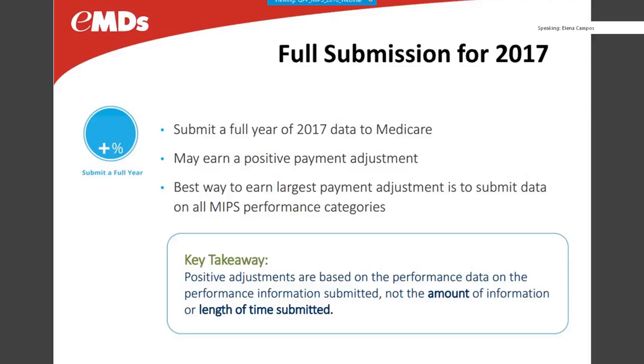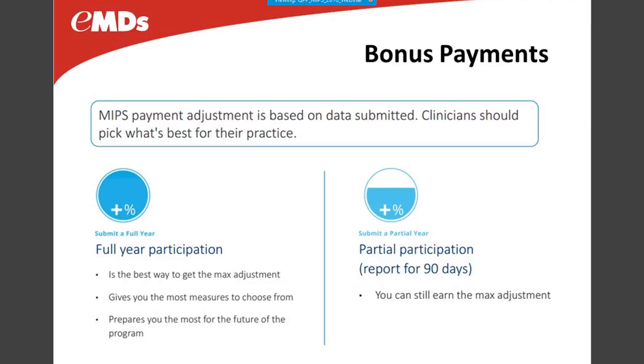And the last option for participation in 2017 is to submit a full year of data. This gives the clinician the highest possibility to earn a positive payment adjustment and the highest probability of receiving bonuses. Now, bonus payments are possible. There are a lot of rules behind them, but overall, the thing to remember is that the more data that is submitted, the more likely the clinician is to receive a bonus.